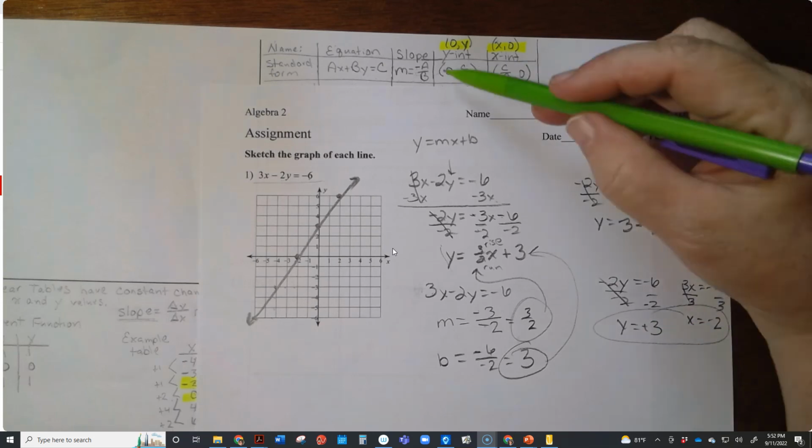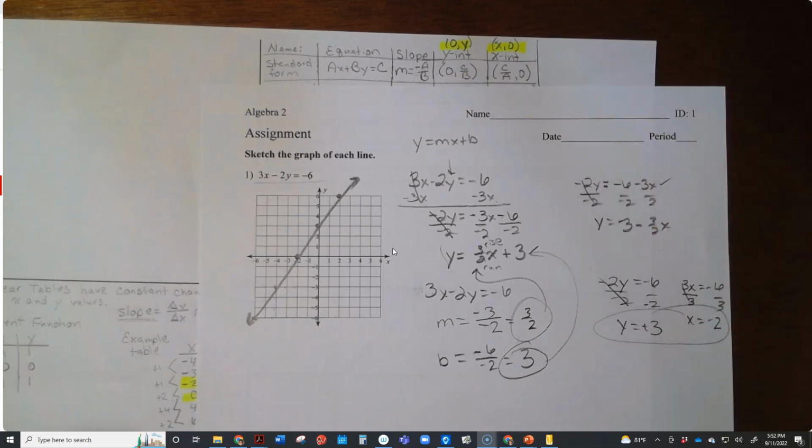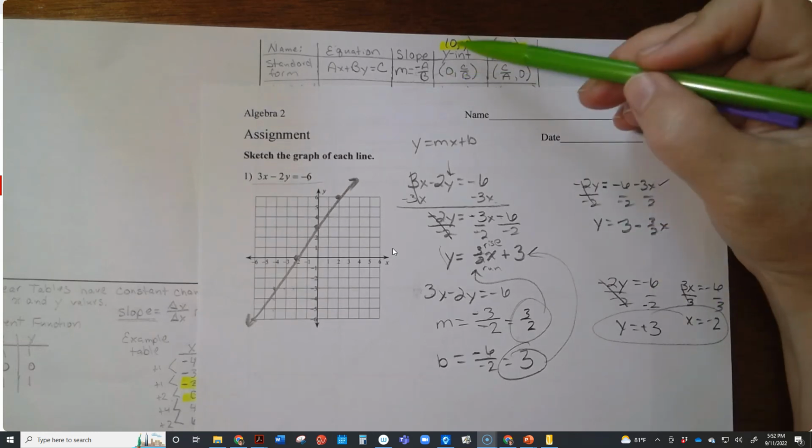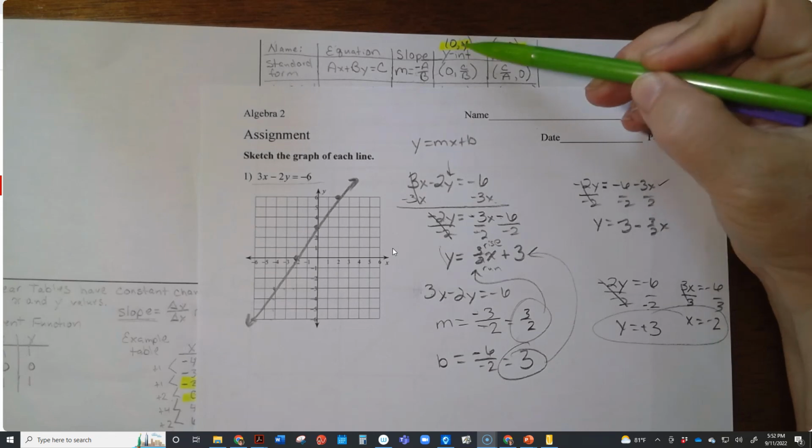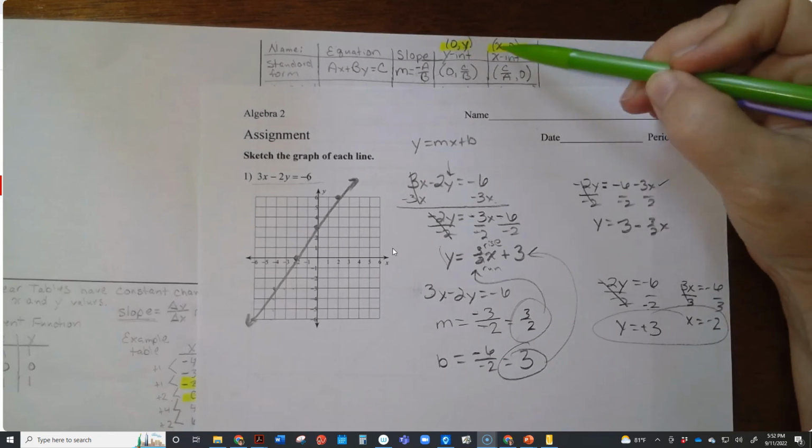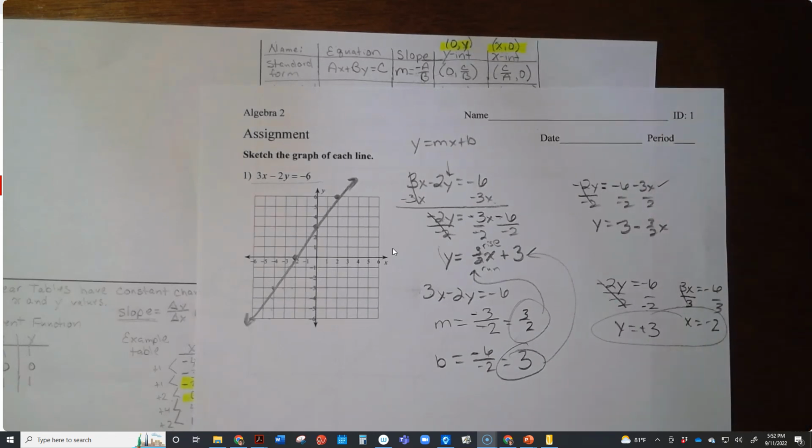I don't have this memorized, but you certainly can. If memorization is not a big deal for you, you can certainly memorize this. If not, you can just remember, plug in 0 for x to find your y-intercept, plug in 0 for y to find your x-intercept. This is super fast and super easy.